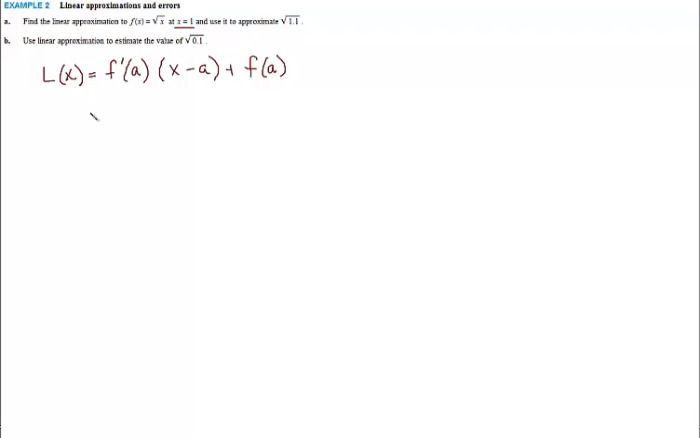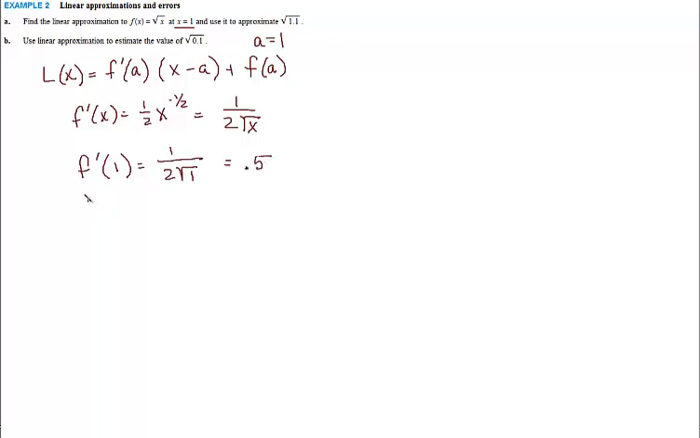Alright, here we go. What is f prime of x? That's going to be, drop your 1/2, x to the -1/2. This is going to look like 1 over 2 square root x. My a in this case is 1. So I need f prime at 1. It's going to be 1 over 2 times the square root of 1. I can get that pretty easy. That's 0.5. I'm also going to need f of 1. And the square root of 1 is 1.